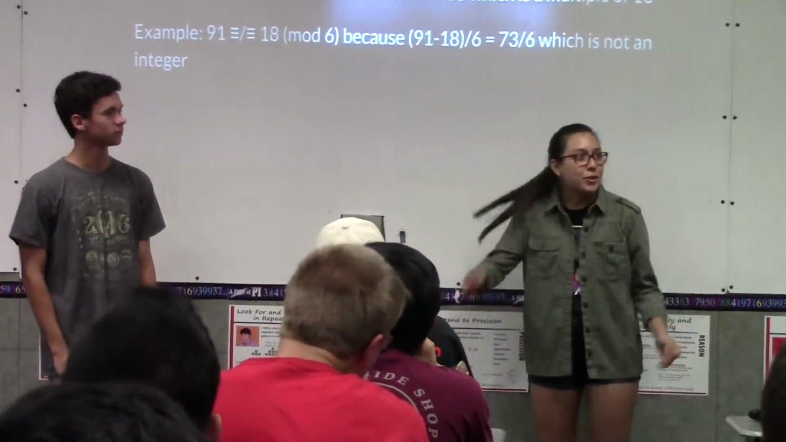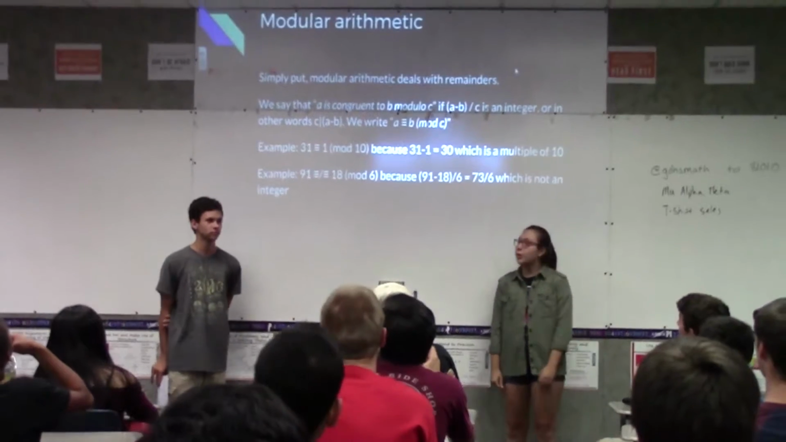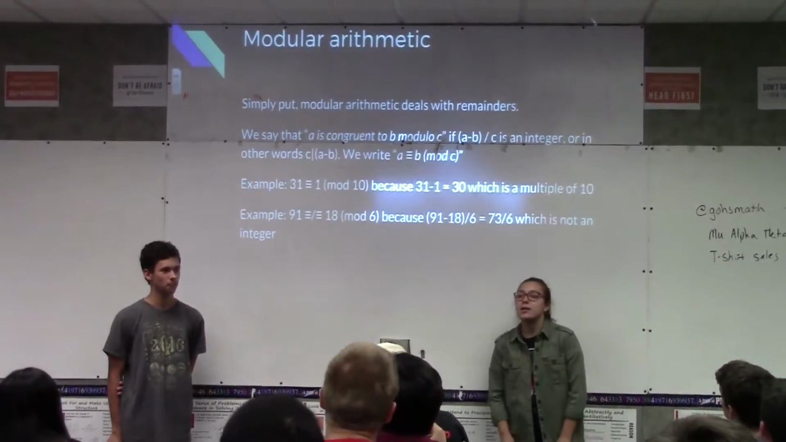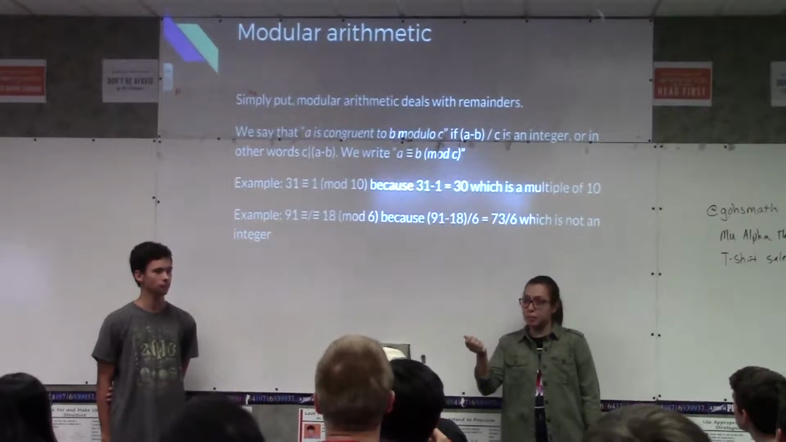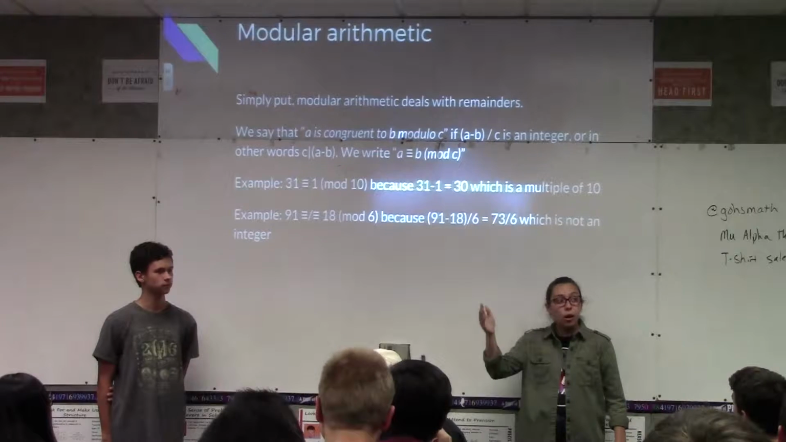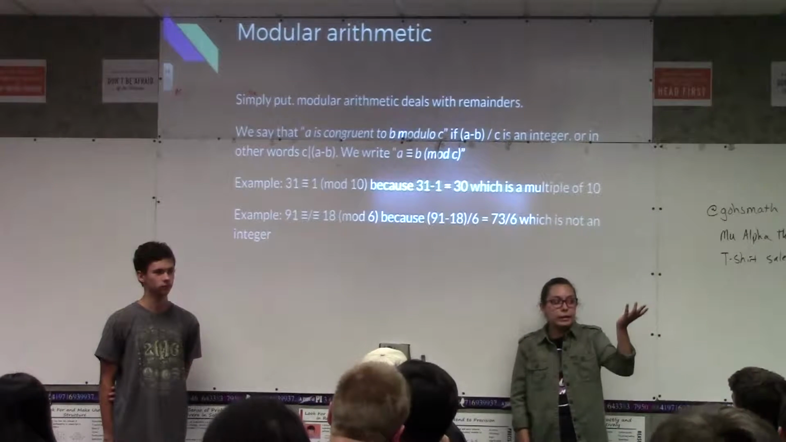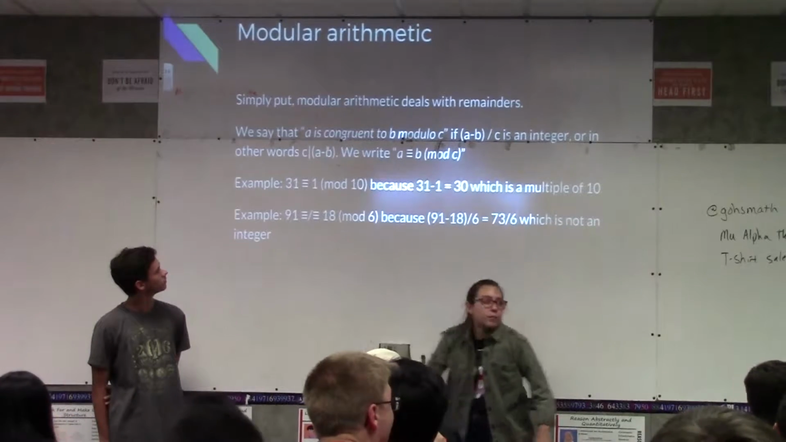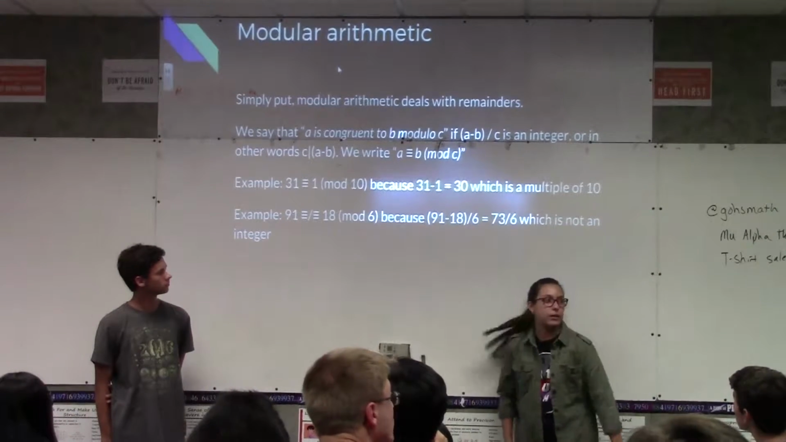Okay, so first we have to start off with the basic modular arithmetic. So basically, it just deals with remainders. If you say A is congruent to B modulo C, it's just if A minus B, all divided by C, is an integer, then you can say that, and you can also write it like that. That's a little confusing.